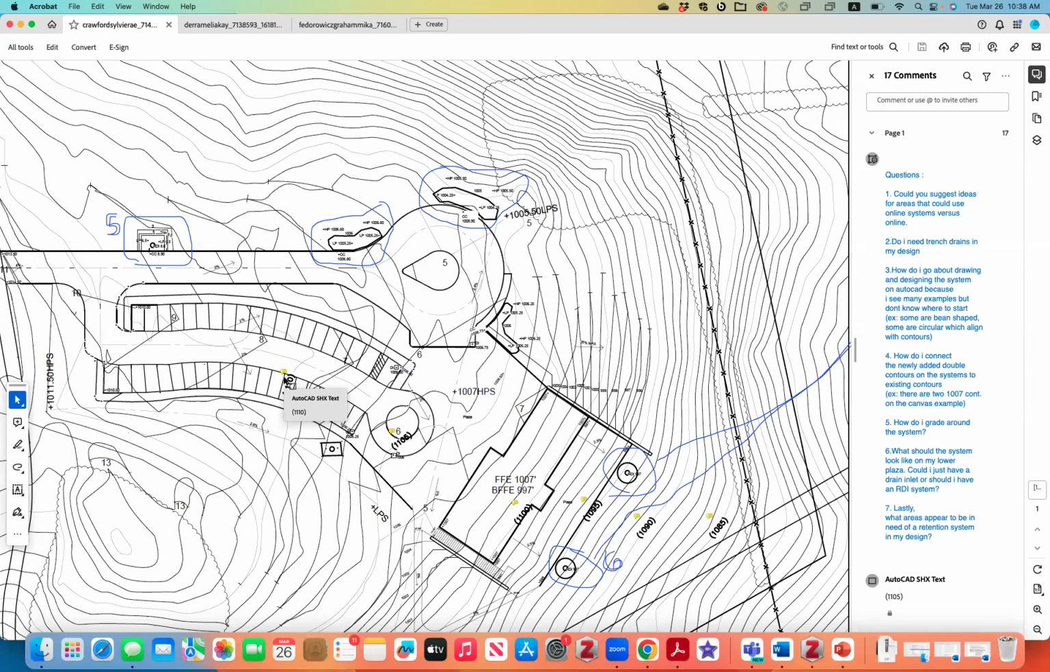Do I need trench drains in my design? Doesn't look like so. And how do I go about drawing it, designing the system on AutoCAD? Because I see many examples, but don't know where to start. Start with the beam shape.